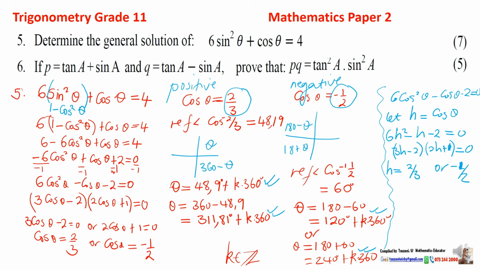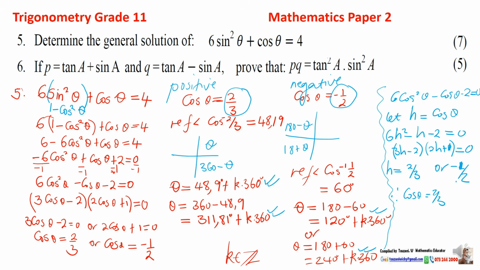Then you can now say, therefore, the cos of theta is equal to 2/3. And for this one also, the cos of theta is equal to minus 1 over 2. You find the reference angles and you determine your solutions.